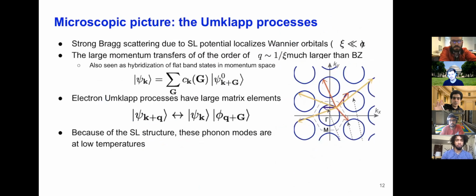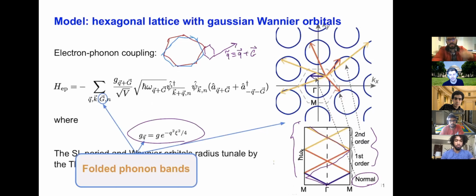Go to next. So this is the... Wait, could I ask a quick question? Yes. Go back to the previous slide. One thing I'm wondering is, I feel like the answer might be trivial, but why is there no sum over G and G prime, where G prime would be for the electron states?